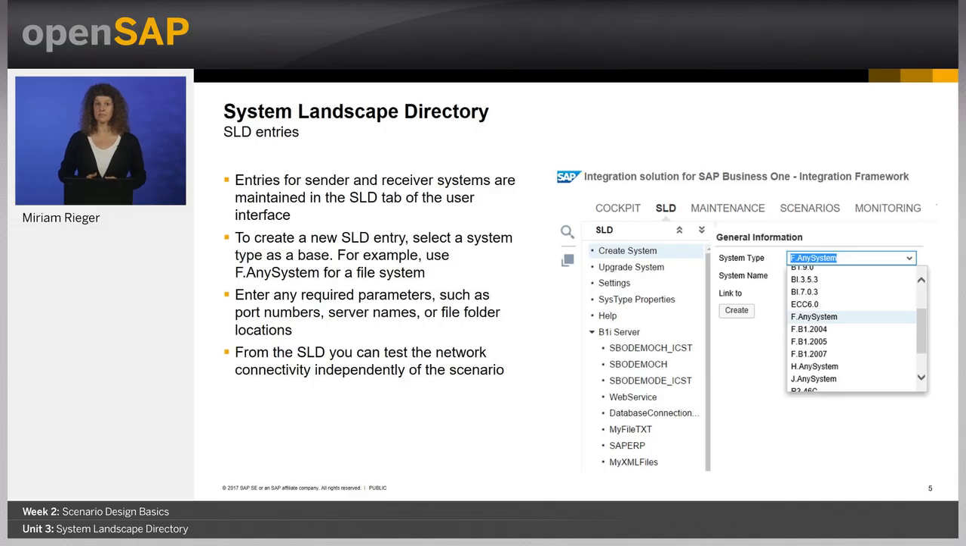The sender and receiver systems are maintained in the SLD tab in the user interface. When you test the scenario in your development environment, you define an entry in the SLD for each sender and receiver. To create a new SLD entry, select a system type as a base. For example, use F.any system for a file system. In a new SLD entry, enter any required parameters such as a host name, IP address, port numbers, server names or file folder locations for a file system. You can test the network connectivity for a system from the SLD, independently of the scenario.